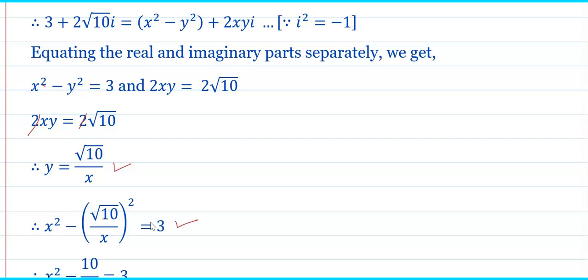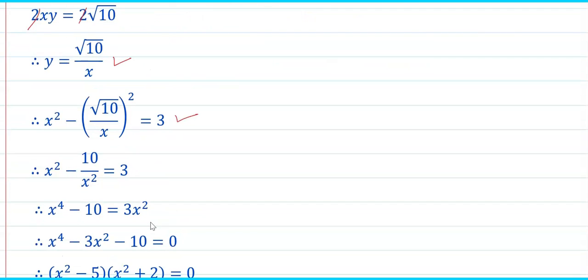That is x squared minus (root 10 upon x) whole squared is equal to 3. Now, what is the square of root 10 upon x? That is 10 upon x squared, which is equal to 3. Multiply on both sides again by x squared. Then it will become x raised to 4, and 10 upon x squared into x squared gives 10. 3 into x squared gives 3x squared. Simplify that. Therefore, x raised to 4 minus 10 is equal to 3x squared.